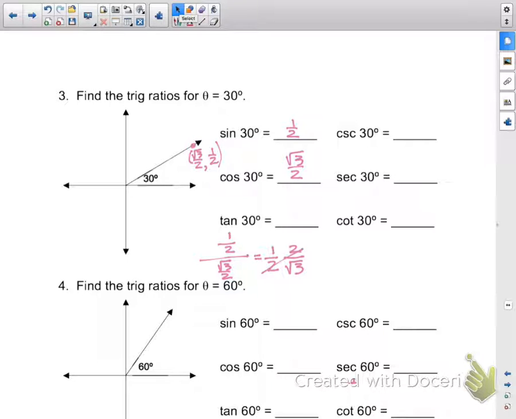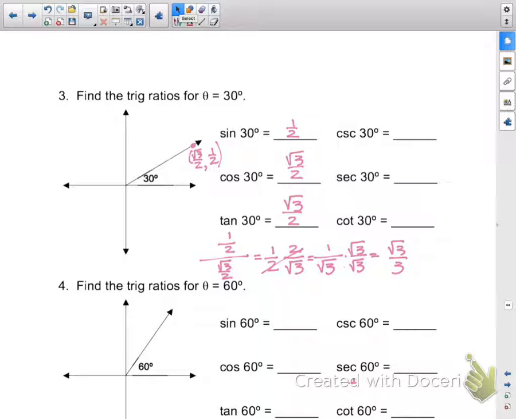Okay, if I do that, what's going to happen? I'm going to have a root 3 on the bottom and a 1 on top. Okay, how do I fix that? Multiply by root 3 over root 3. This gives me what for my tangent? Root 3 over 3.